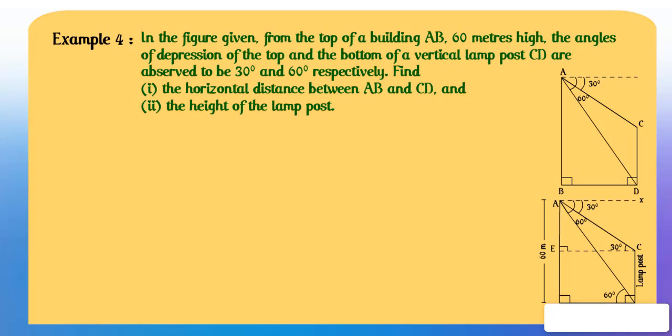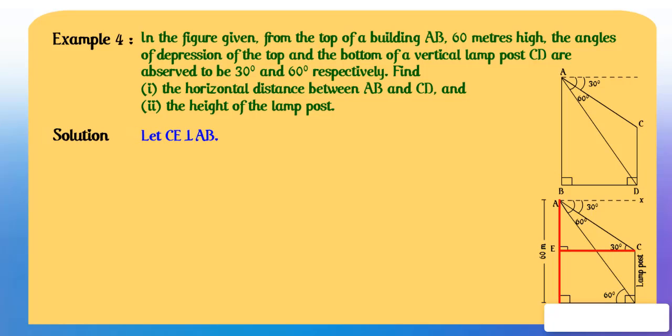In the given figure, from the top of a building AB 60 meters high, the angle of depression of the top and the bottom of a vertical lamppost CD are observed to be 30 degrees and 60 degrees respectively. Find first the horizontal distance between AB and CD and second the height of the lamppost.